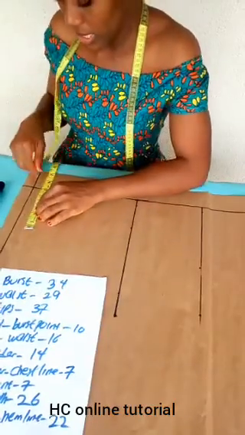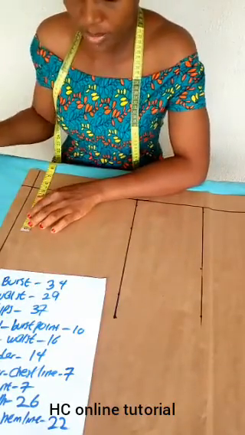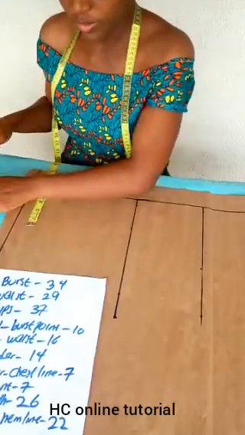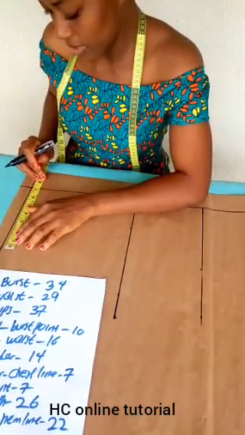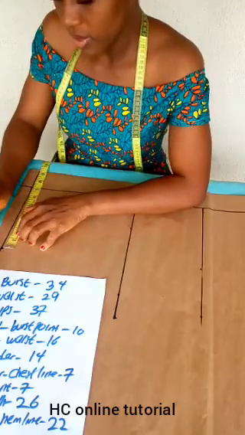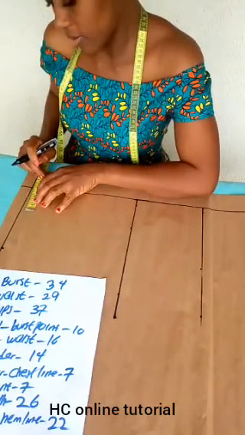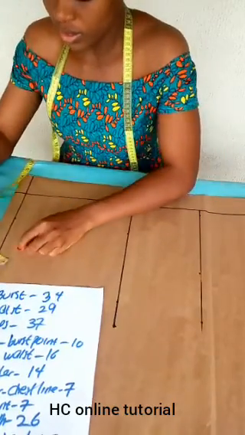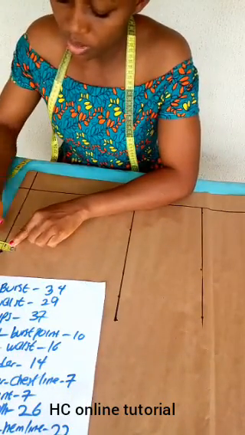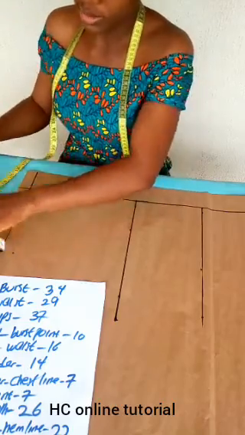On our shoulder line, we are going to input our shoulder measurement, and the shoulder we are working with is 14. 14 divided by 2 is 7. So from there, you mark your 7 inches. Then from here, you mark your 3 inches, that is my neck width. On this 7 inch mark, you come down by 1 inch and you connect them together.